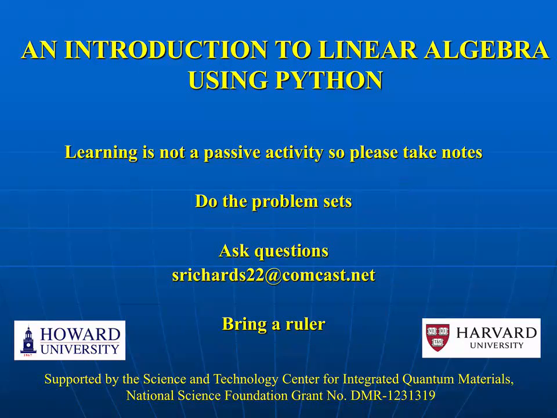Again, I remind you that learning is not a passive activity, so it's important to take notes and not just watch me in the lecture. You are highly encouraged to do the problem sets. They involve an analytical component and a lab component where you will apply Python to problems in linear algebra. Simply taking notes and not doing the problem sets is not advised. You're not going to get much out of this course if you take that approach.